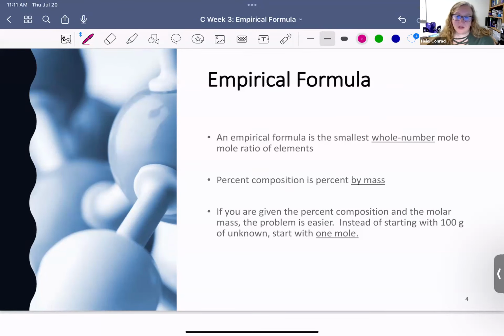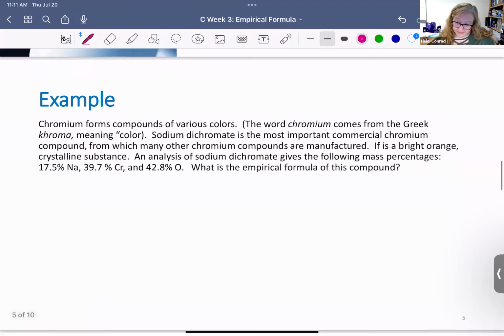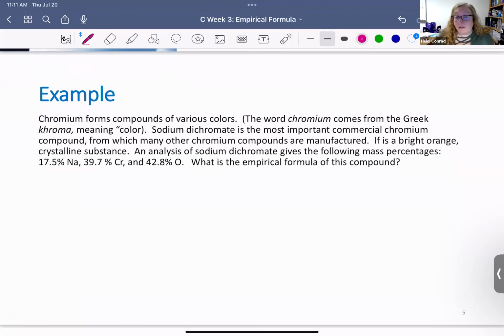And I'm going to show you what I mean by the 100 grams of unknown versus starting with 1 mole, et cetera. So we're going to work a series of examples today. But I want you to see one way you can do it if you are given the percent composition. So this is considered one of the challenge problems in the book. It does look a little more complex, but let's go ahead and work through it.